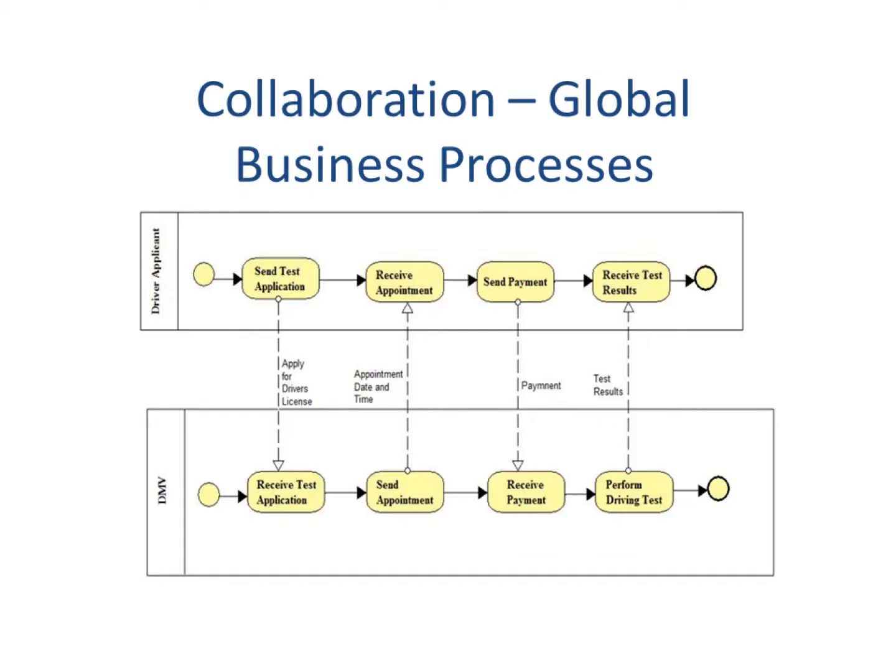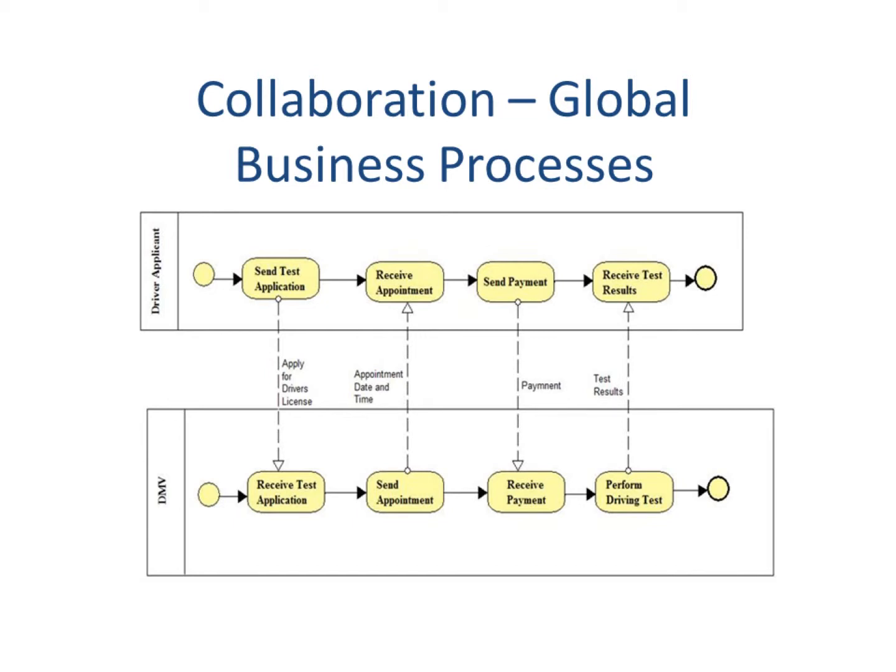The last type of BPMN model is the collaboration or global process. A collaboration process depicts the interactions between two or more business entities and is defined as a sequence of activities that represent the message exchange patterns between the entities involved. A collaboration process can be shown as two or more abstract processes communicating with each other. The appointment cycle interaction performed by a driver applicant and a Department of Motor Vehicles is an example of a collaboration process.